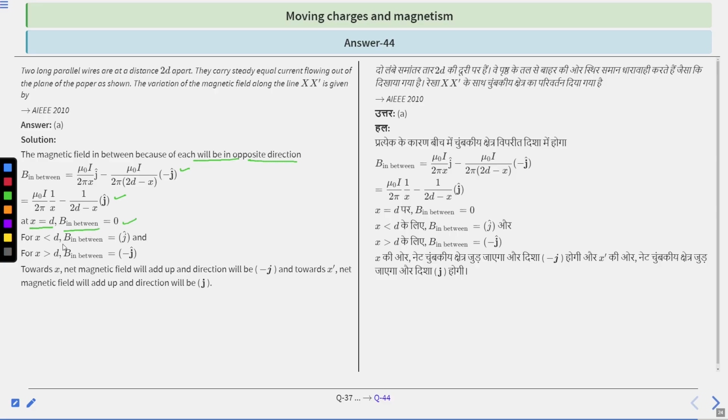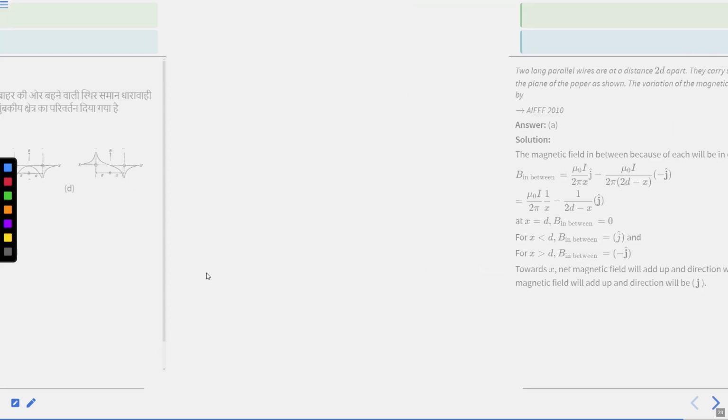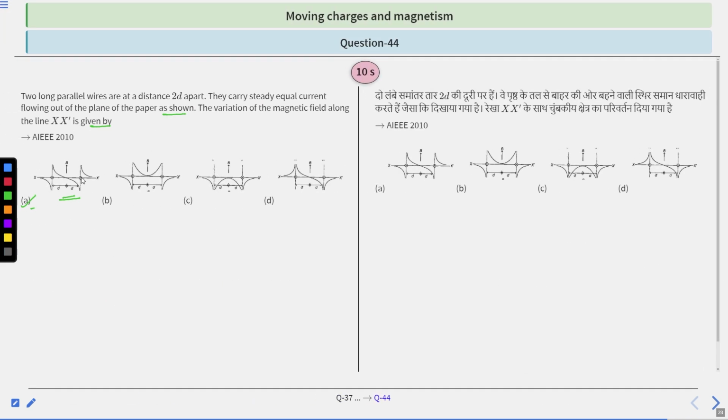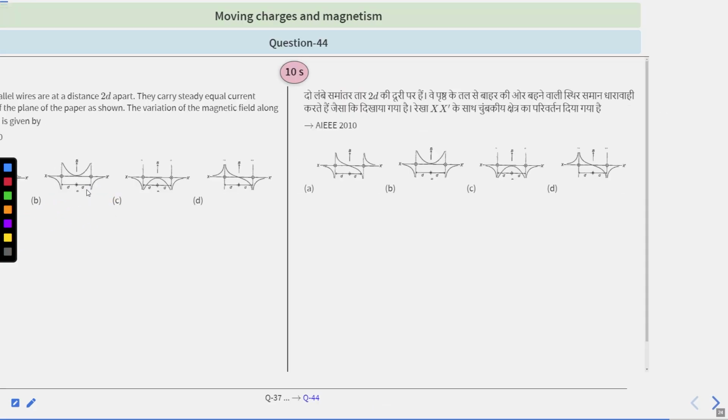For x less than d, B in between is along j cap. For x greater than d, B in between is along minus j cap. Towards x, the net magnetic field will add up and the direction will be minus j. Towards x prime, the net magnetic field will add up and the direction will be j. So the correct answer is A. A is correct. Clear? A is correct. Thank you.